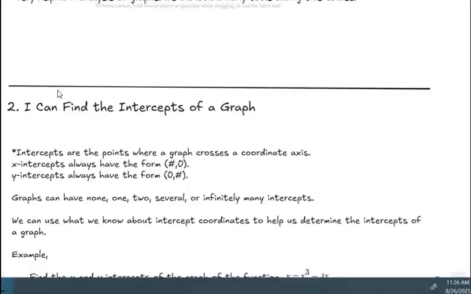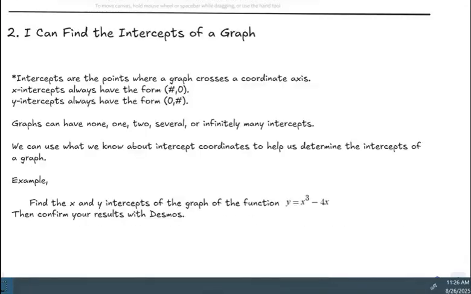The next thing we want to look at is finding the intercepts of a graph. So a couple things to keep in mind here. Intercepts are the points where the graph crosses a coordinate axis. If it's an x-intercept, it's always going to have the form of the number where it crosses the x-axis, comma, 0. And y-intercepts are kind of the reverse of that. It's always going to be 0, comma, the number wherever it crosses the y-axis. Now graphs can have none, 1, 2, several, or infinitely many intercepts.